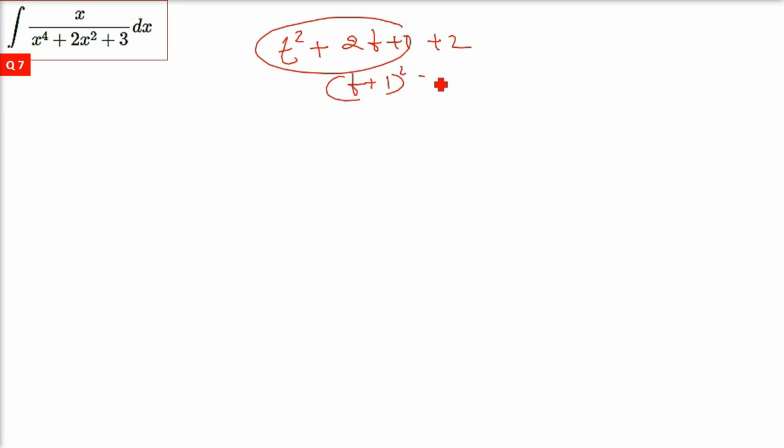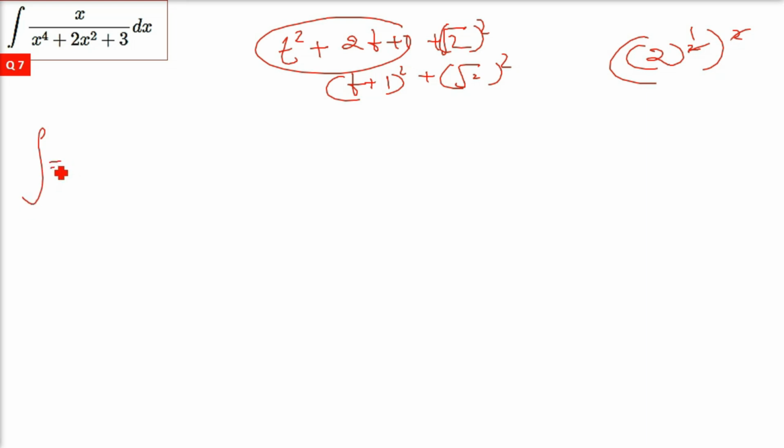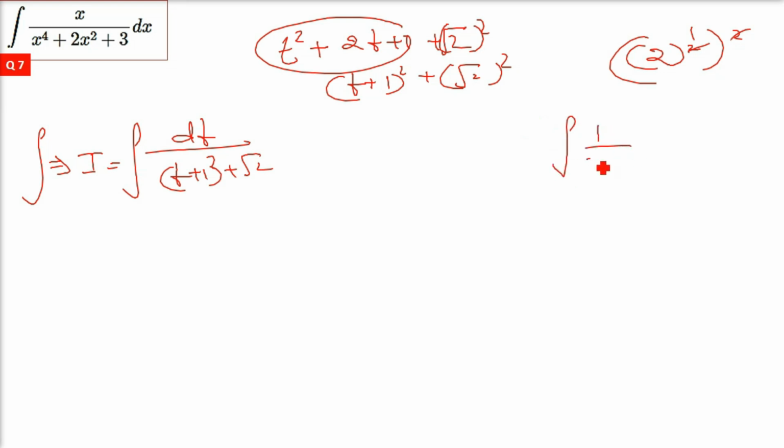And this 2 has to be squared. How can we square it? If you put a root on it and square it, it will be 2, because 2 raised half into 2 will be 2, it gets cancelled. So it's root 2 whole square. So the integration will finally be, because x dx is dt by 2 if you remember, t plus 1 whole square plus root 2 whole square.